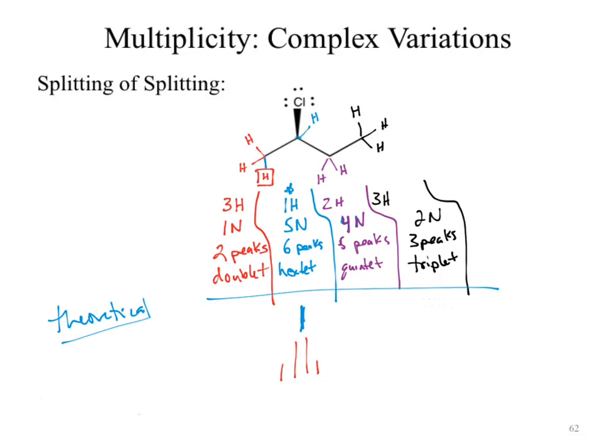That would be if we just had the red neighbors, but we also have the purple neighbors. Well, the purple neighbors say what should happen. There's 2 purple, which means I need 3 peaks. So this signal that we now have in red must now be split by our 2 purple neighbors. So let's start. 2 purple means 3 peaks.